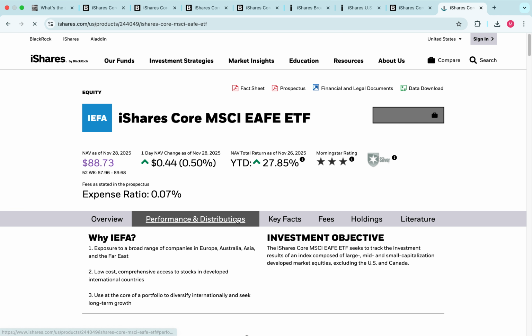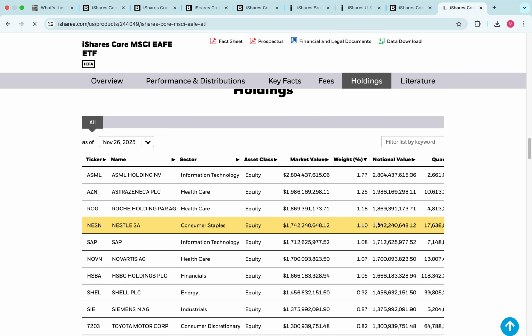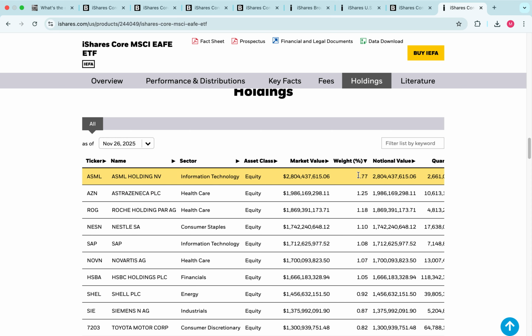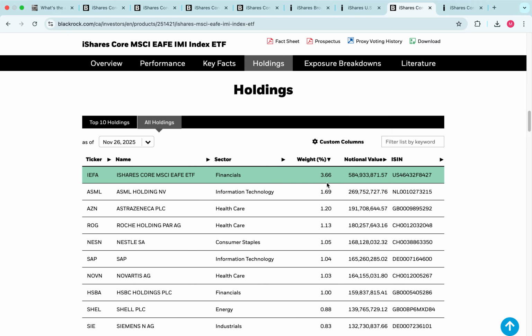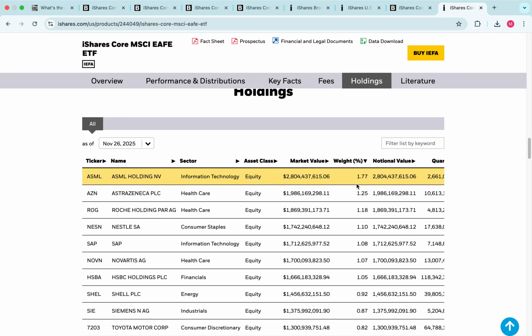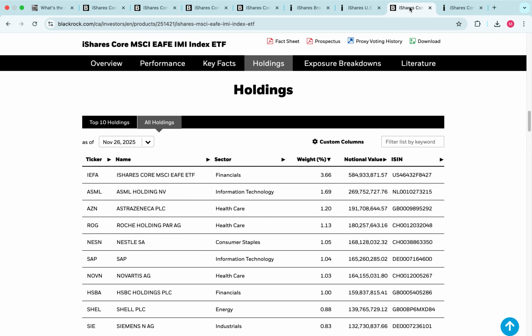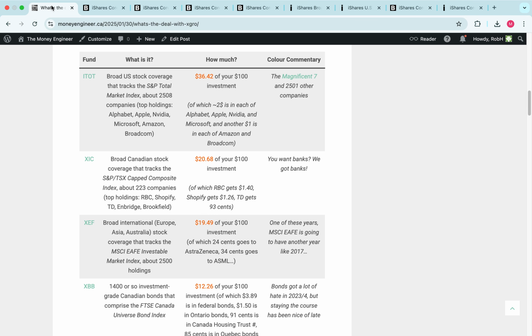So if we go to IEFA and we look at its holdings, ASML is the top, so it's 1.77%. In order to get the right number, I would have to add $1.69 plus 3.66% of $1.77, which is not a whole heck of a lot. I could pull out the calculator, but that's something I have to revisit a little bit in this chart if I want it to be absolutely accurate. But 34 cents is still going to be pretty close.